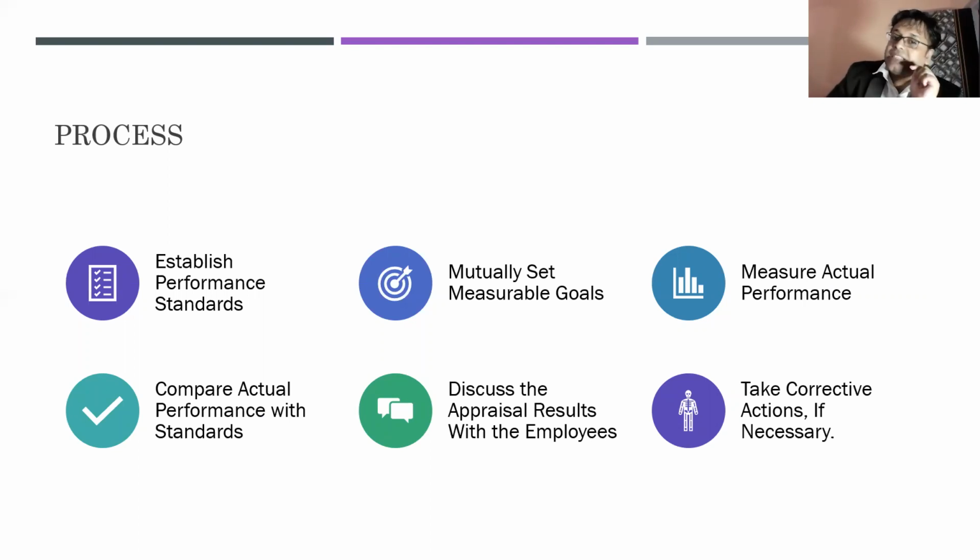Number 2 is mutually setting measurable goals. Again, the management and the employee will sit together and discuss that this is our goal. Management or the HR department is not going to force a particular goal on an employee. Both the employee and the manager will discuss together what your goal should be within the next 6 months, which should be measurable.